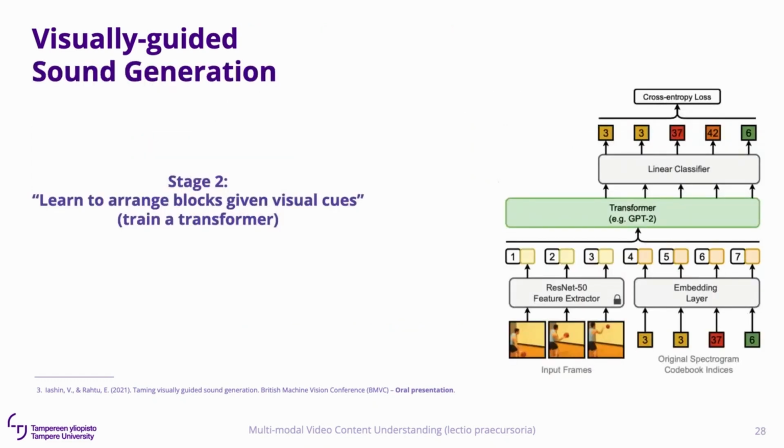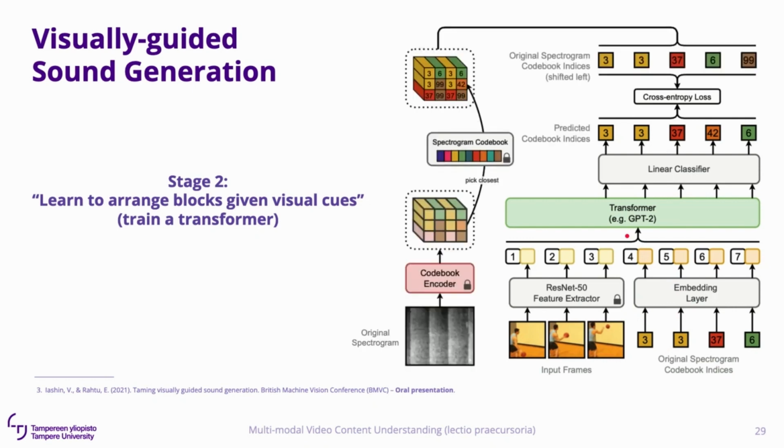Once we've done that, on the next stage we need to learn to arrange the blocks given visual cues. So how do we do that? We extract frame-wise features from the input frames and pass them to the transformer along with the previously generated codebook indices. The ground truth here is the quantized representation of the original spectrogram that corresponds to this video clip. This is why I said it's important to do a good job on the first stage, because it provides us with a supervision signal for this stage.